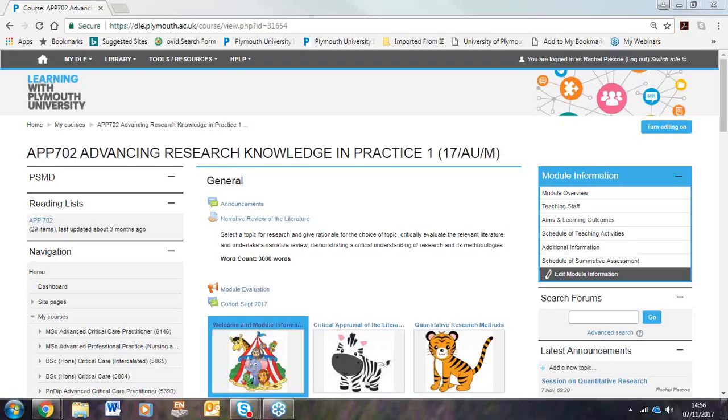It's your ability to critique the literature that you've chosen that we're marking, and why you've chosen those papers is also something we are assessing. So as long as you've given us an appropriate rationale for your choice of topic and an appropriate rationale for why you've chosen the relevant literature, either is fine.